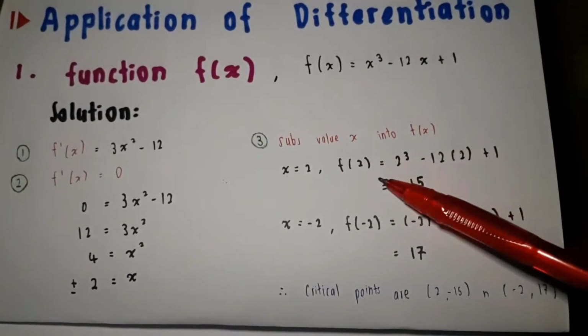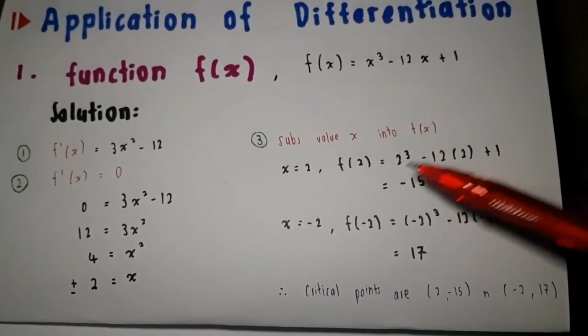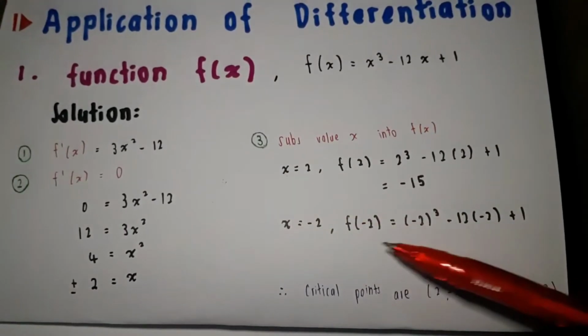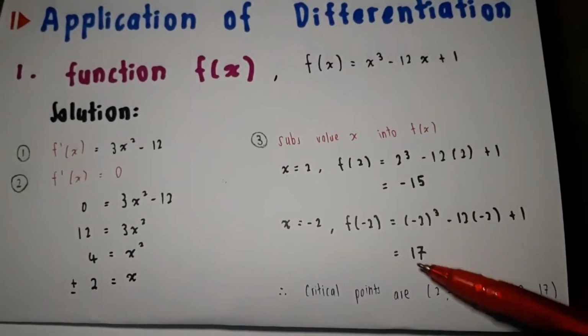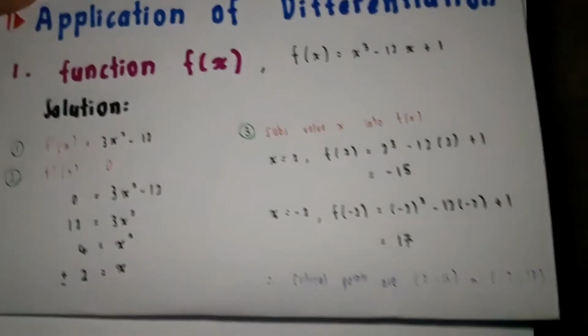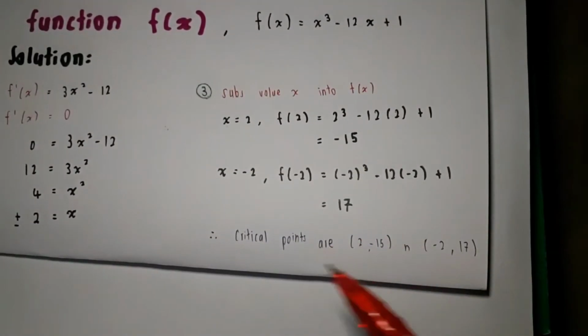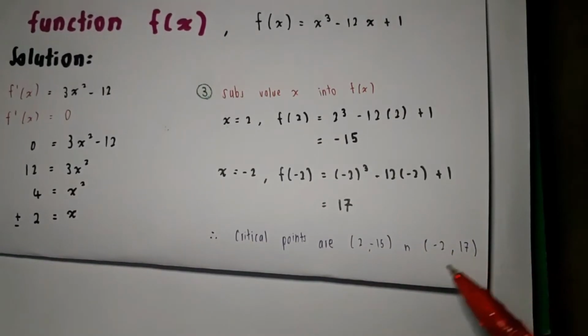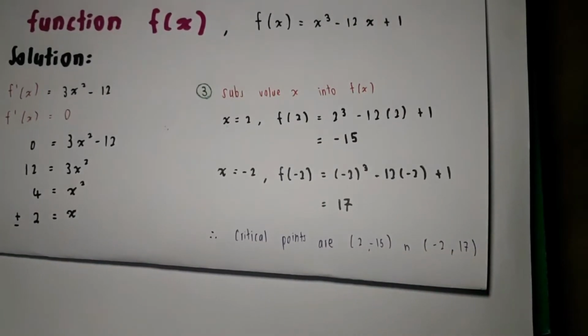So for x equal to 2, we substitute it, we get negative 15. For x equal to negative 2, we substitute, we get 17. So there are two critical points that we get, which are (2, negative 15) and (negative 2, 17).